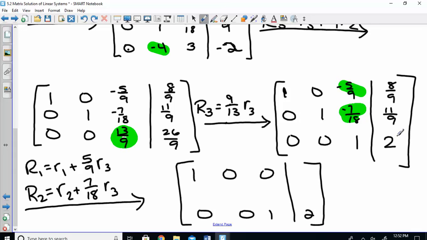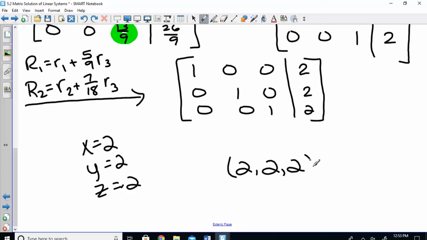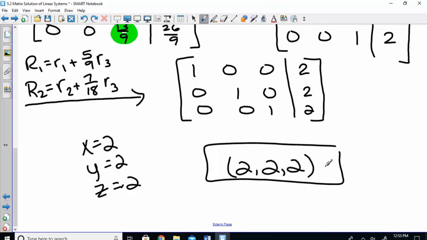8 over 9 plus 5 over 9 times 2 is 2. 0 plus 0 is still 0. 1 plus 0 is 1. Negative 7 over 18, positive 7 over 18 is 0. 11 over 9 plus 7 over 18 times 2 is 2. X is 2, Y is 2, Z is 2 on this one.